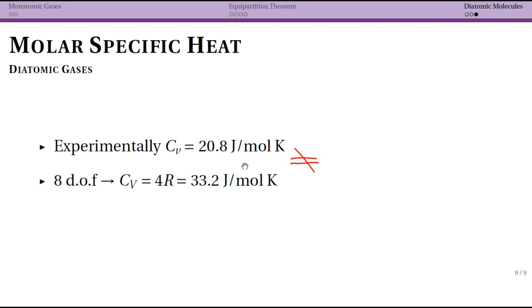There's a problem here. So what if we just look at the experimental value and ask how many degrees of freedom that corresponds to? Well, if there were 5 degrees of freedom and not 8, 5/2 R would actually give us the right value. So again, 8 degrees of freedom is what you get if you count based on all of the physics of what we think these modes are. But now we see that experimentally it corresponds to 5.